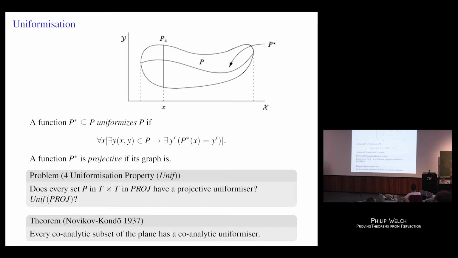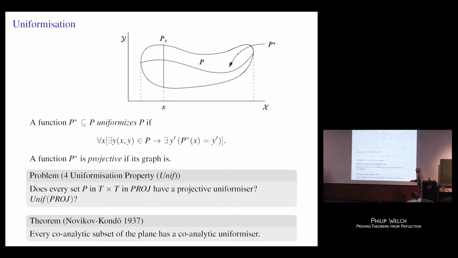Some information towards that was, independently, Novikov and Kondo: every subset of the plane which was co-analytic, so a complement of an analytic set, actually has a co-analytic graphed uniformizing function. So there's a kind of tight relationship between the complexity of the set in the plane and the function doing the uniformizing.